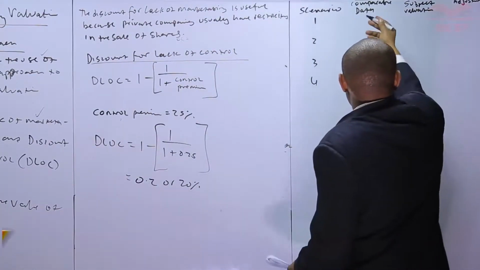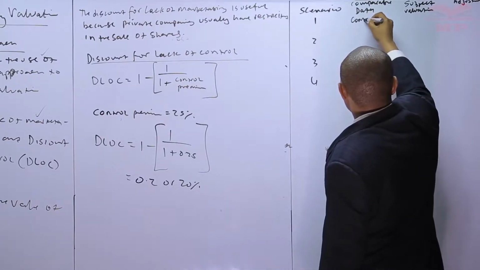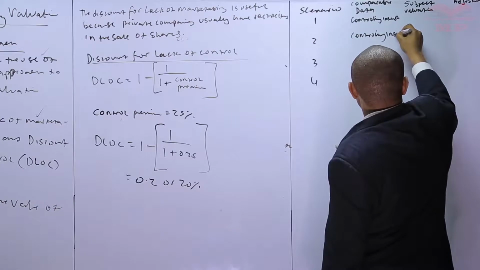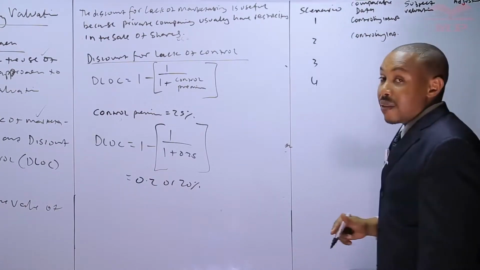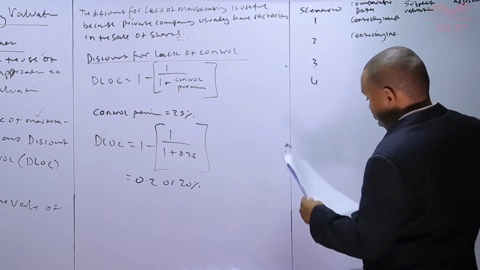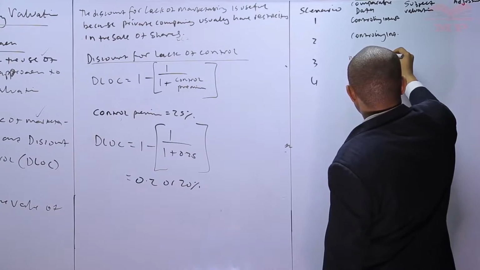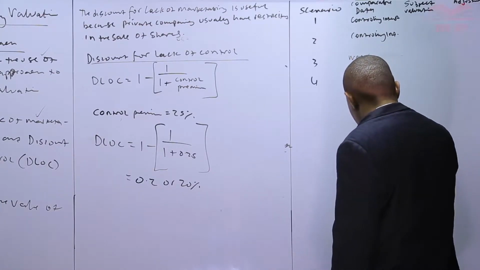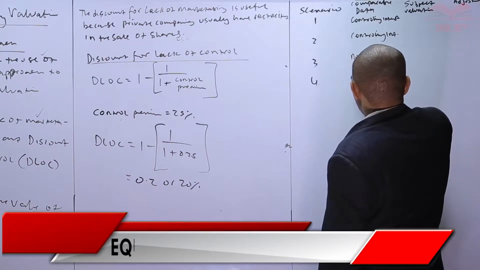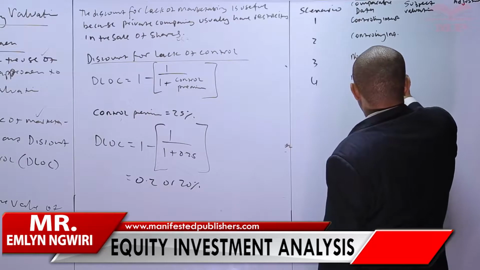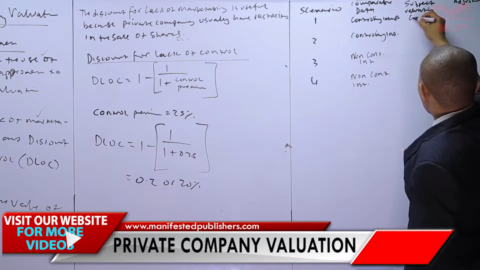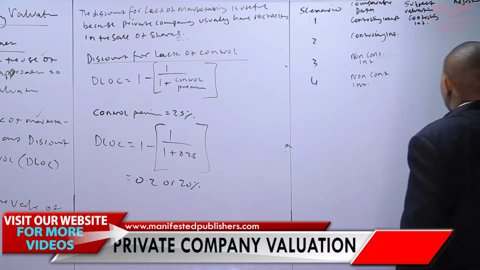So scenario 1, we are saying the comparable data over here has got a controlling interest. And here we also have a controlling interest. I can put that in short form, controlling interest, meaning that the investors have a controlling stake in that company or in the private company there. It's controlling interest, and here we are saying non-controlling interest, and here we also have non-controlling interest. So if we have a controlling interest, we could have a controlling interest over here. So that is the subject valuation.